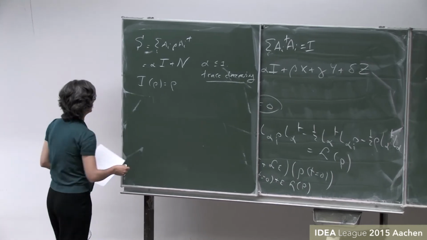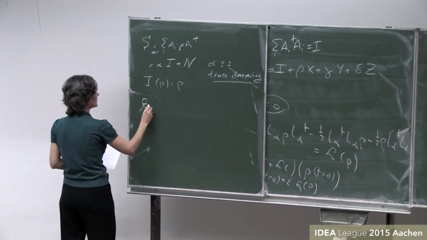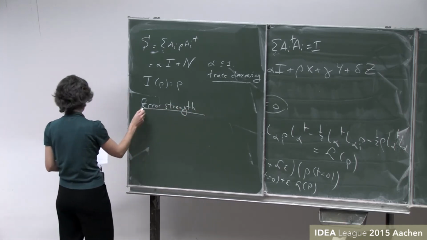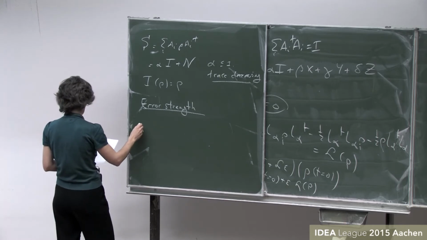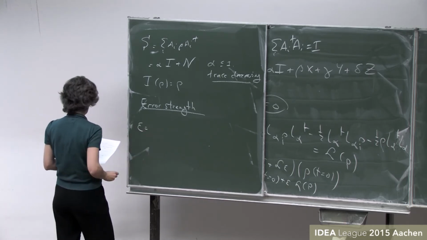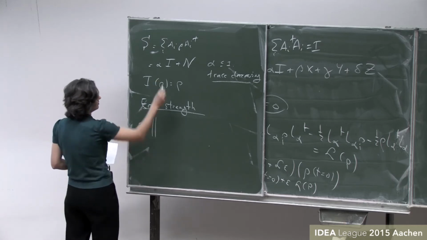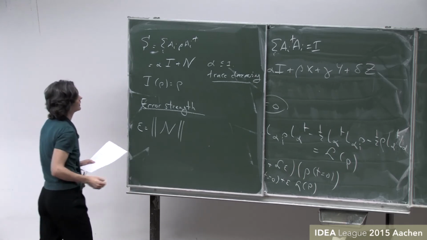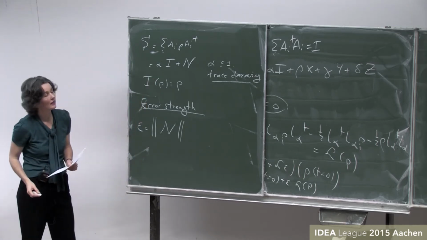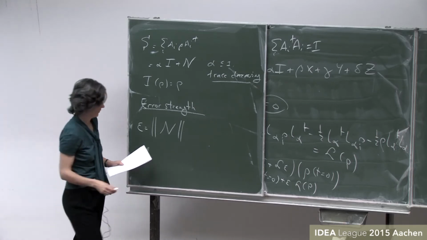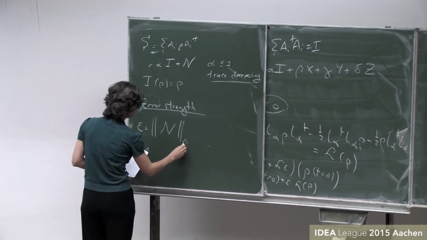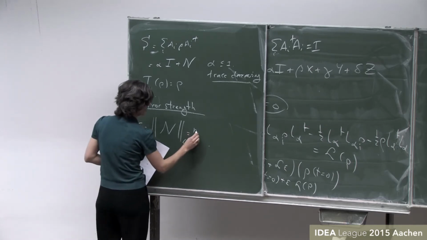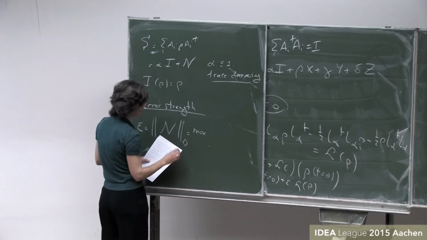And now the error rate, or the error strength, how do you define it? Epsilon is a norm of this operator N. So that's the part that you don't want, because you want it to be close to the identity operator. And this is with respect to what is called a diamond norm. It doesn't matter much, because I'm just going to give you the mathematical definition.